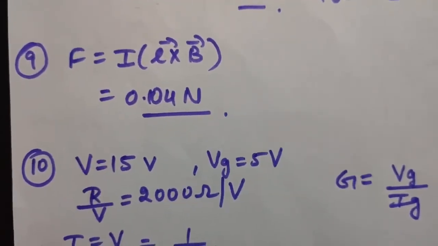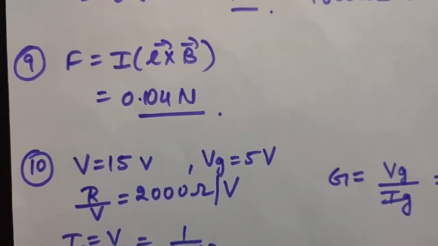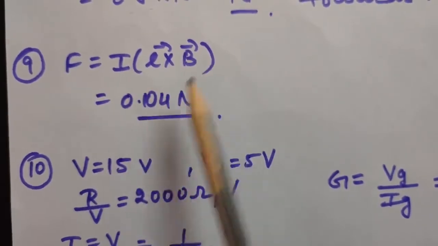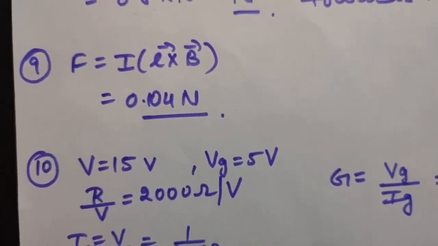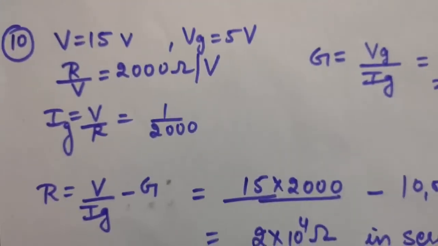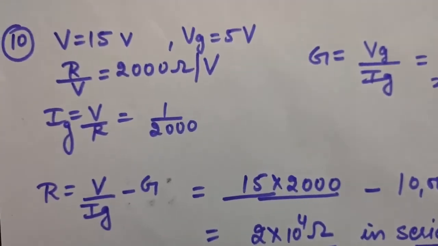Value of each term is given to you already in the question. So this is just a formula based question. Put the values and you will get the answer to be 0.104 newtons. Okay, so the next is question number 10.